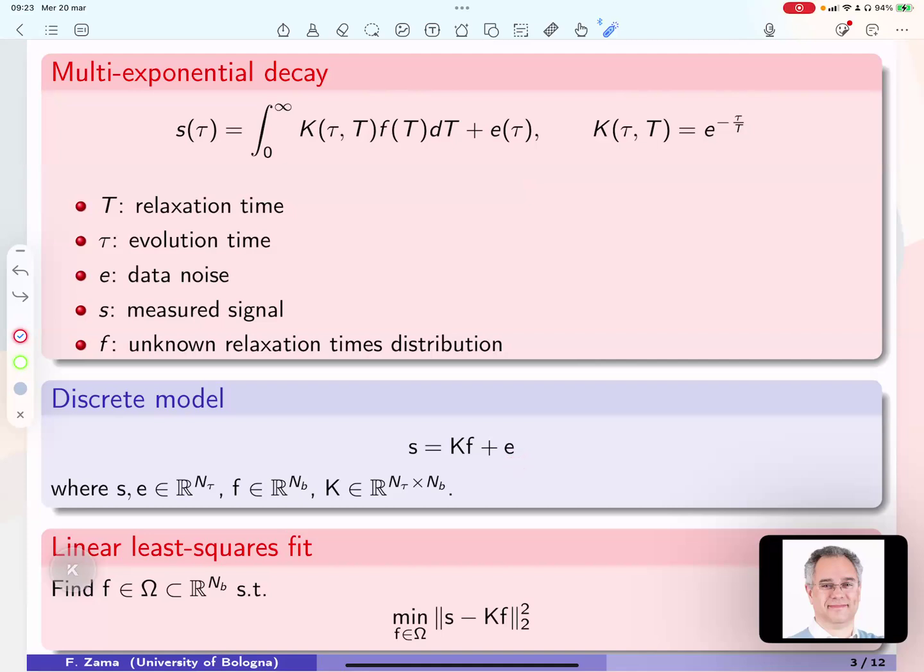So usually we solve this problem by, for example, a least square fit. This is the most natural way to solve this problem. In this least square fit, we consider the solution, the unknown relaxation time distribution, or whatever function we need to represent our problem, into a space which can include, for example, constraints. So we have this subset of R^n, and this subset can contain, for example, positivity constraints or bound constraints. So in general, we end up with a discrete bounded least square problem. This is in the most simple way.